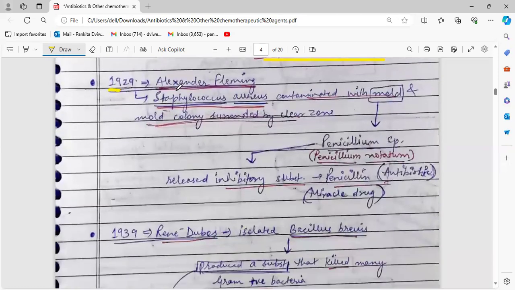In 1929, Alexander Fleming was the one who contaminated Staphylococcus aureus with mold. Not accidentally. So he contaminated Staphylococcus aureus with the mold colony. So when the mold was there, he observed a clear zone around the colony. So what was the result?